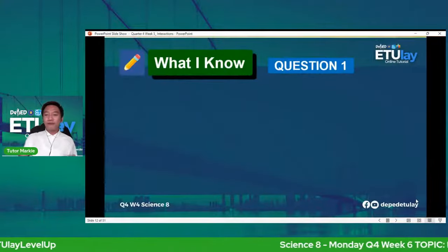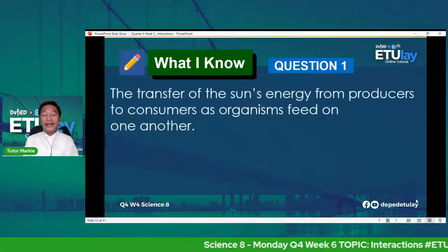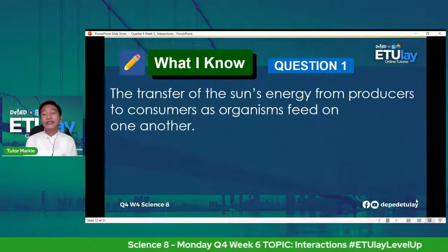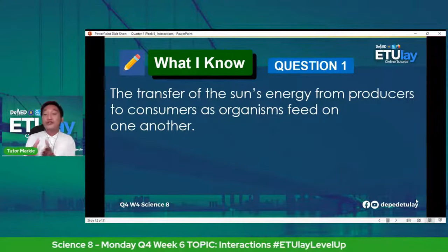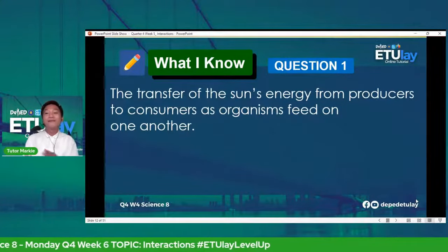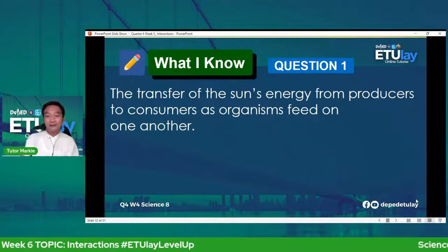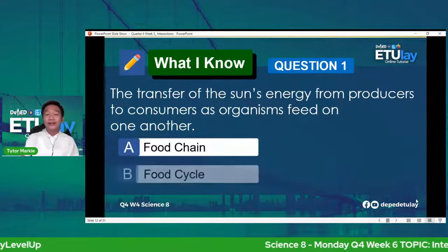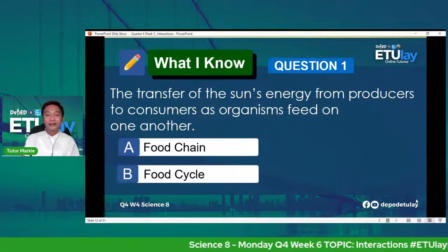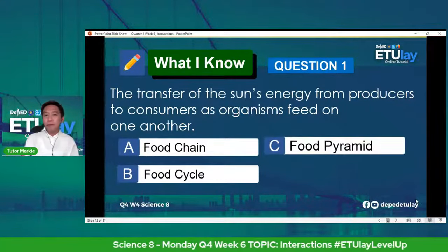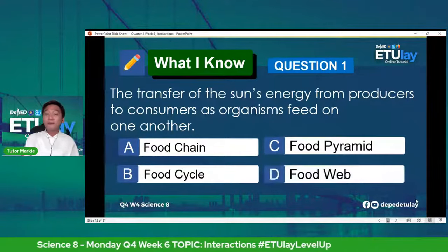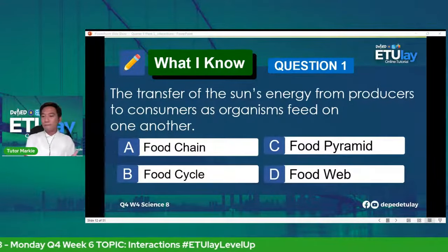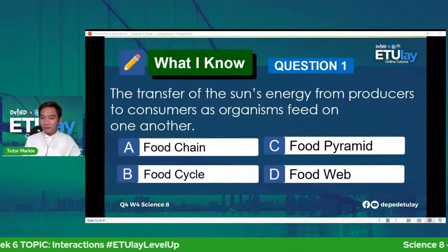So for the first question, the transfer of the sun's energy from producers to consumers as organisms feed on one another. What is that? Is it letter A, food chain? Is it letter B, food cycle? Letter C, is it food pyramid? Or letter D, food web? All right, so let's see the comment section.